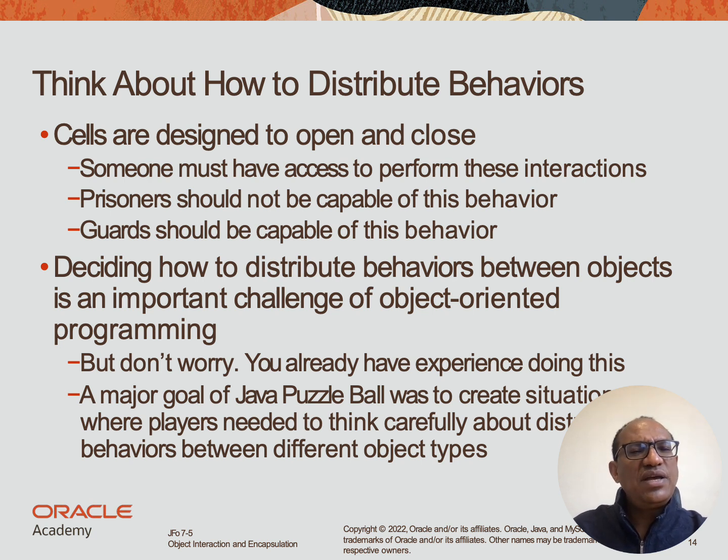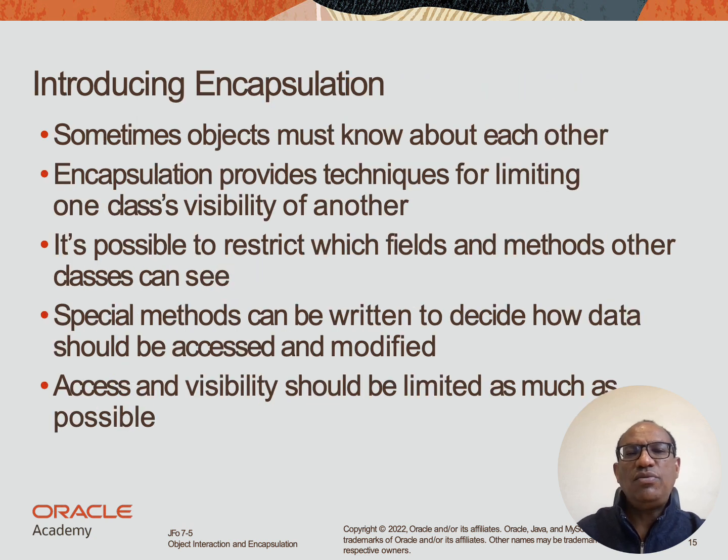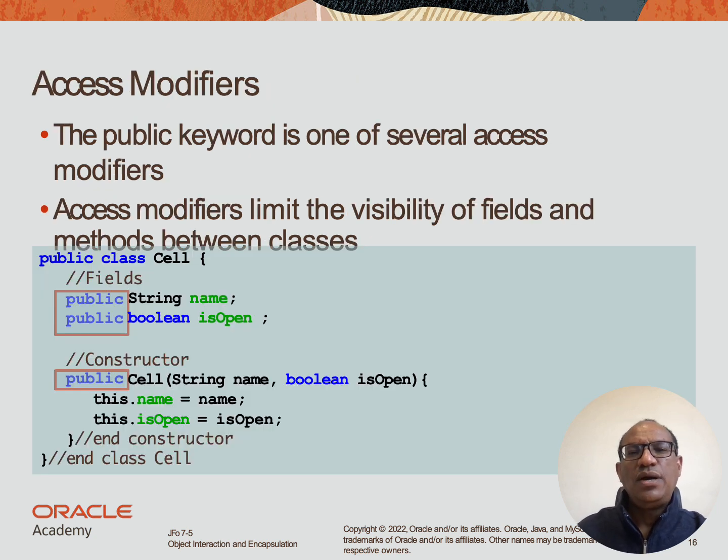You've actually been thinking about these things before. If you've done Java Puzzle Ball, you've already practiced how to distribute responsibilities wisely between object types. Now we introduce encapsulation, a technique for protecting your data and controlling access. With encapsulation, you limit visibility of fields and methods. You decide exactly how and when objects can interact, and you avoid unwanted interference. We do this using access modifiers, the public and private keywords.